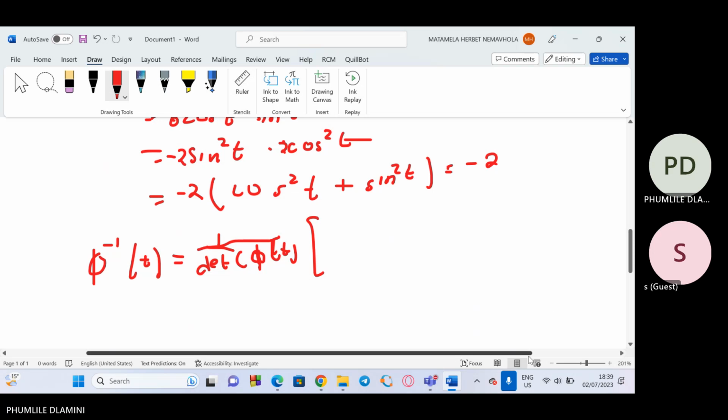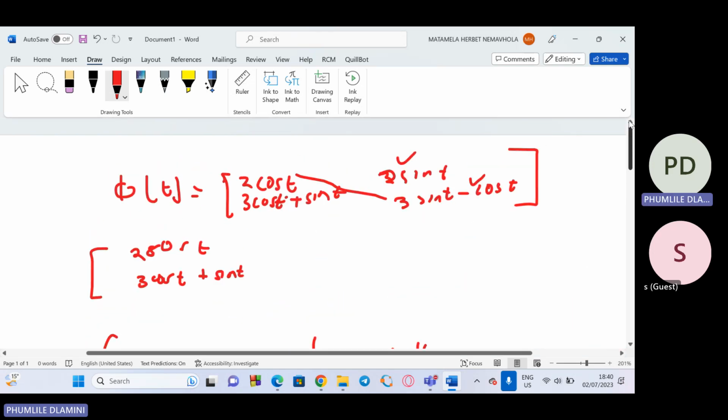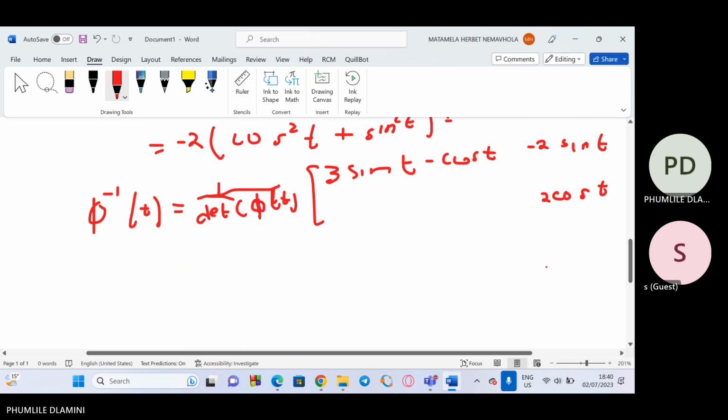It's going to be 3 sine t minus cos t. After that, the cos t is going to be on this side, the way I showed you. Then the other two remain the same but with a minus: that one was 2 sine t, so multiplied by negative it becomes minus 2 sine t. The other one remains the same but multiplied by negative, so it becomes minus 3 cos t minus sine t.